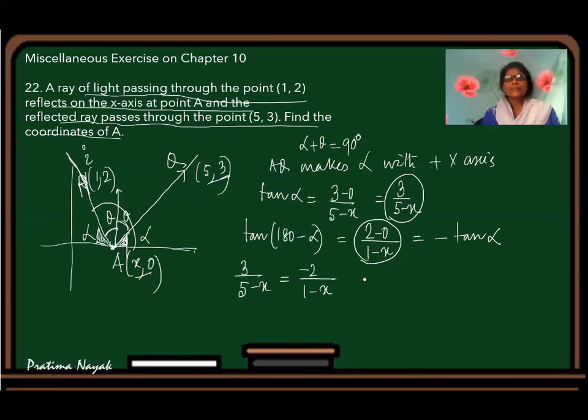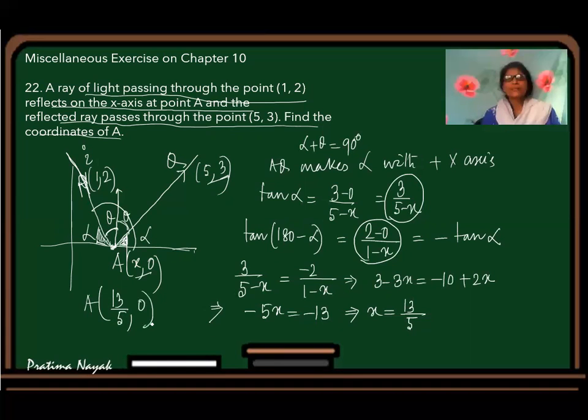Now cross multiply. This gives you 3 minus 3x is equal to minus 10 plus 2x, or minus 5x is equal to minus 13, or x is equal to how much? 13 by 5. So then what is the coordinate of A? A has the coordinate 13 by 5, 0.